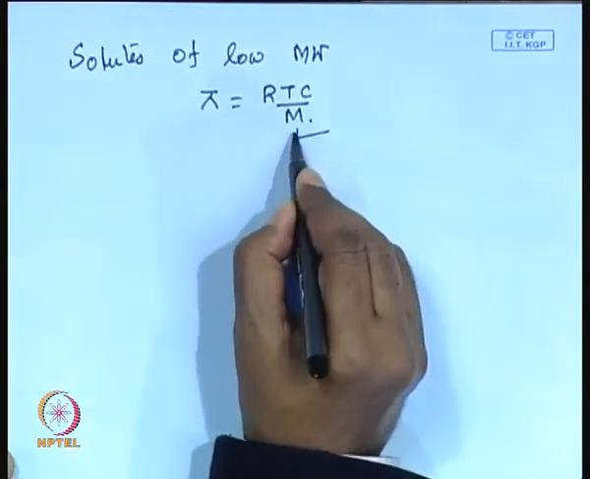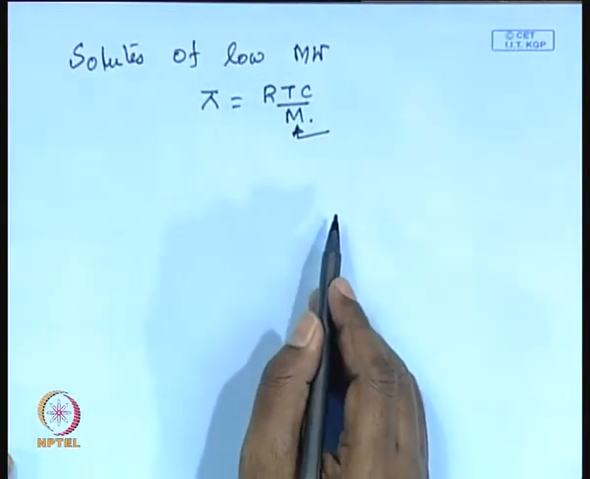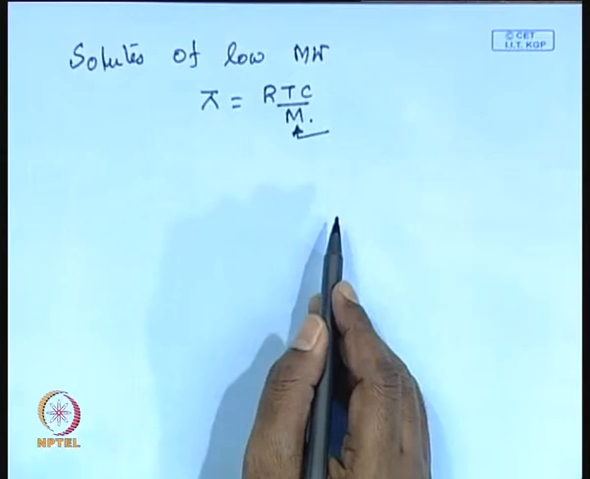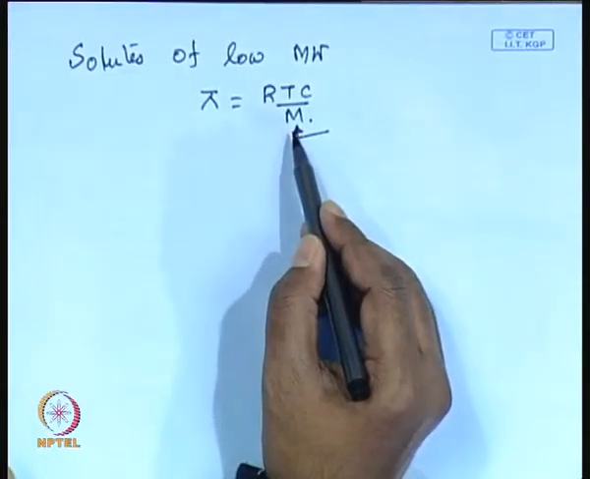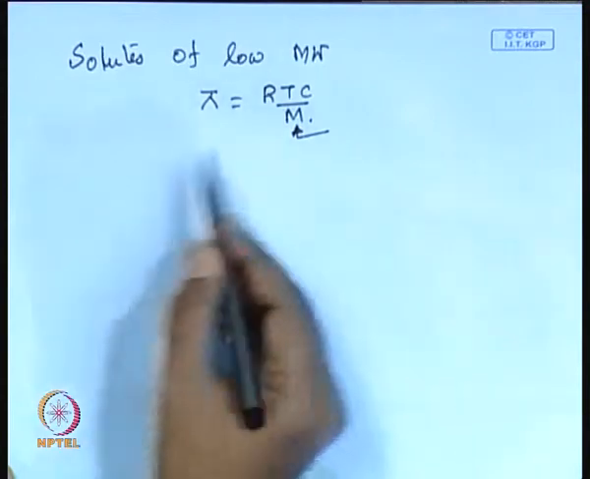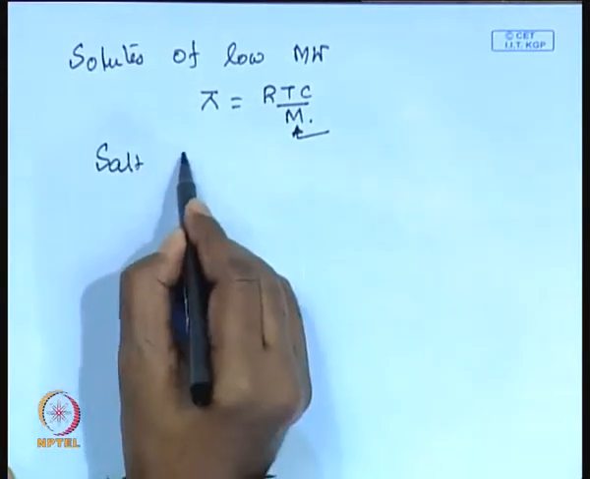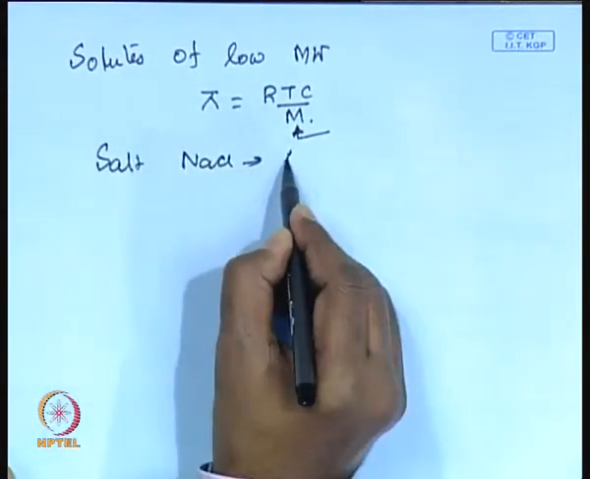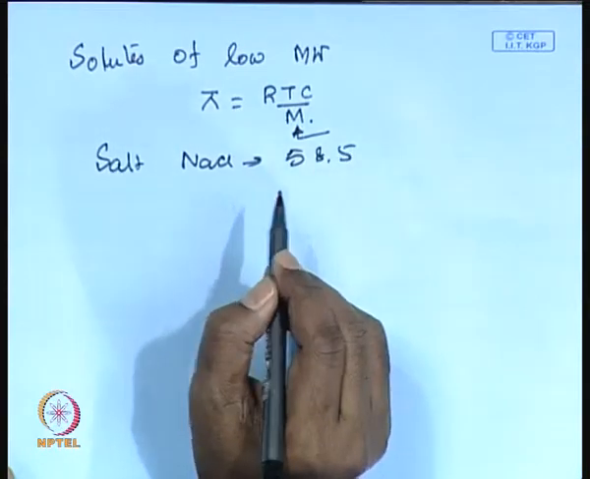So, if you go for lower molecular weight solutes, lower molecular weight typically you can correlate with the size, that you can talk about smaller sized particles. If you have solutes of smaller molecular weight, the osmotic pressure becomes dominant. For example, salt, NaCl, its molecular weight is 58.5.